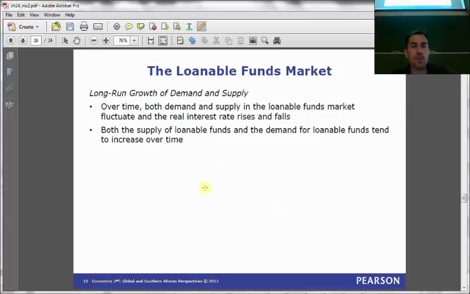And in the long run, what happens? Well, over time, both demand and supply in the loanable funds market will fluctuate, and the real interest rate both rises and falls depending on what's happening to demand or supply. Both the supply of loanable funds and the demand for loanable funds tend to increase generally over time. Which one is increasing more will determine whether the interest rate is tending to go up or tending to go down. If demand is increasing faster than supply, we would see interest rates going up. If supply was increasing faster than demand, interest rates would be going down. Cool.